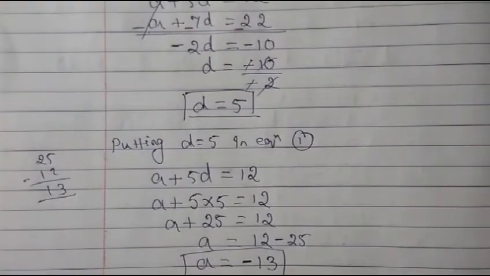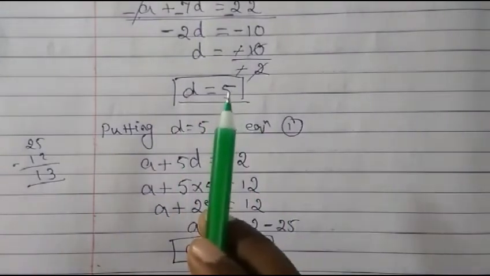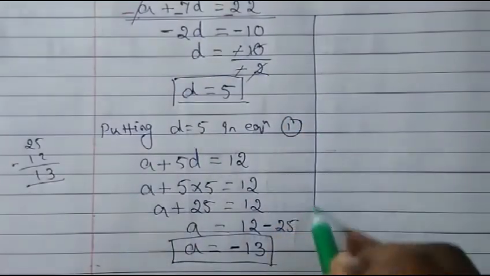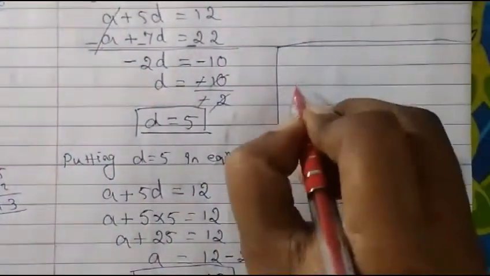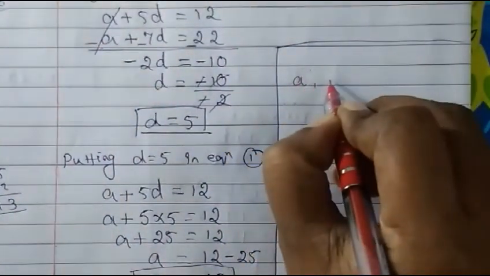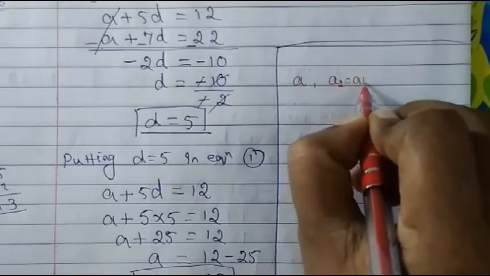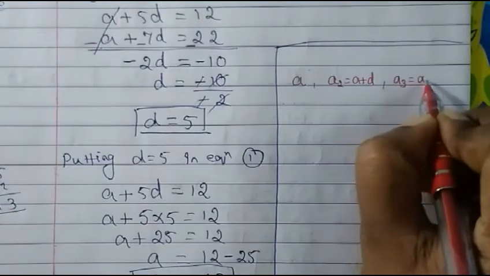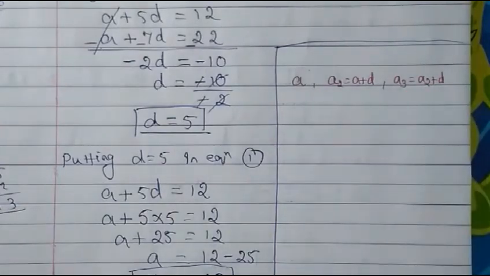So now to form the AP, what do we need? We need only the a value and d value, because with the a value you add the common difference, the next term we will get. So now let's write down the AP. So how do we get the AP? The first term will be a, the second term that is a2. a2 can be a plus d. Then a3, how will we get? a3 will be a2 plus d. So any 3 you write is enough.